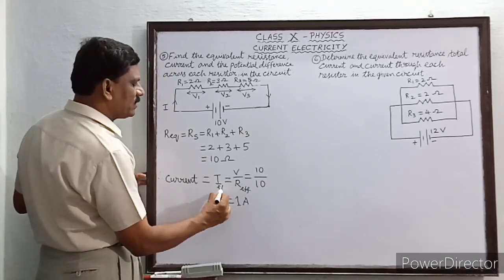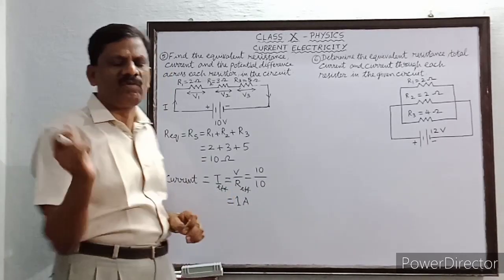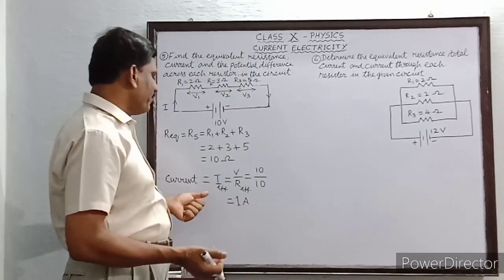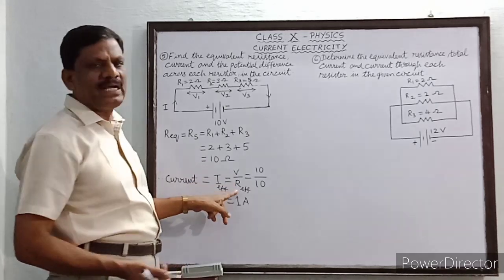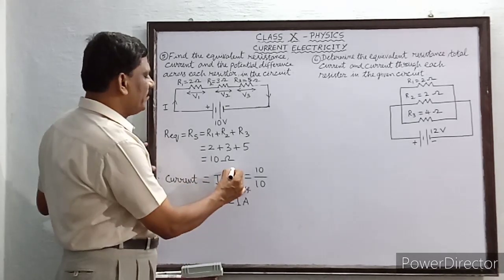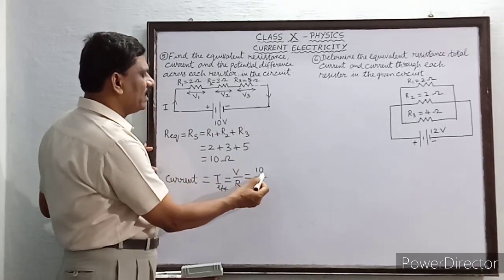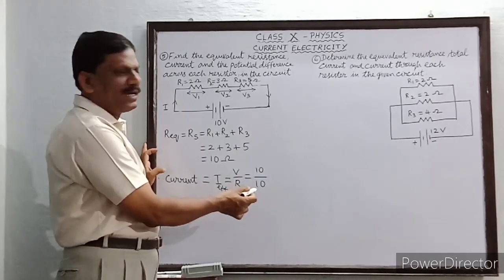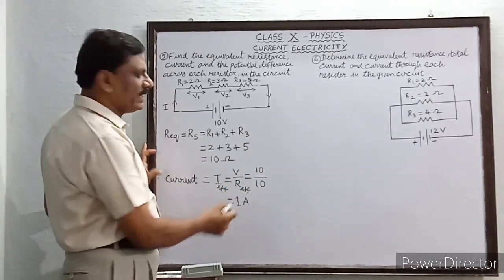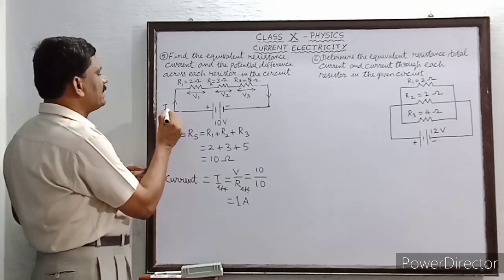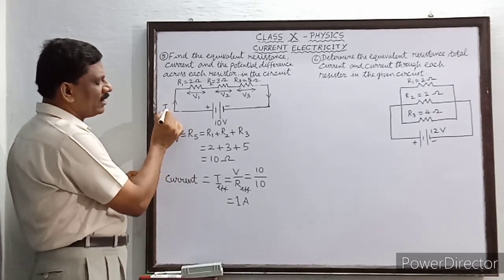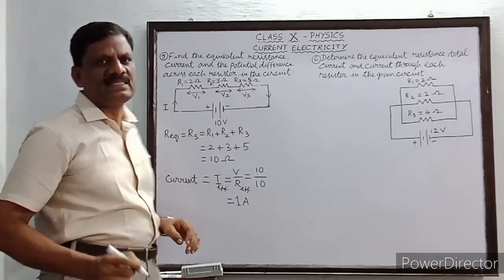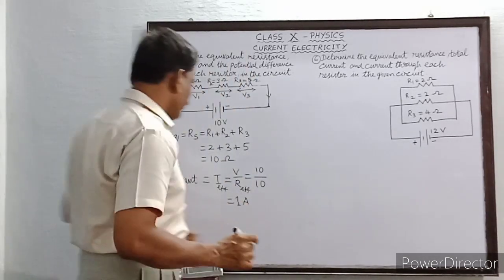So what is the effective current? We can also call it the effective current or the current flowing through each resistor. Both are one and the same in series. So I effective is equal to what? V divided by R effective. V is equal to 10 volt. Okay. And the effective resistance is 10 ohm. And therefore the current is equal to what? 1 ampere. So I is equal to 1 ampere. So the current flowing through each resistor is also 1 ampere.